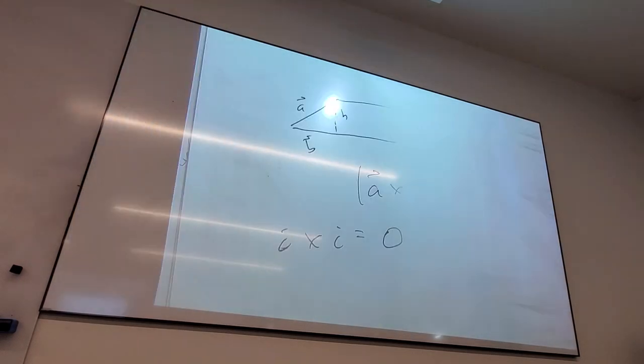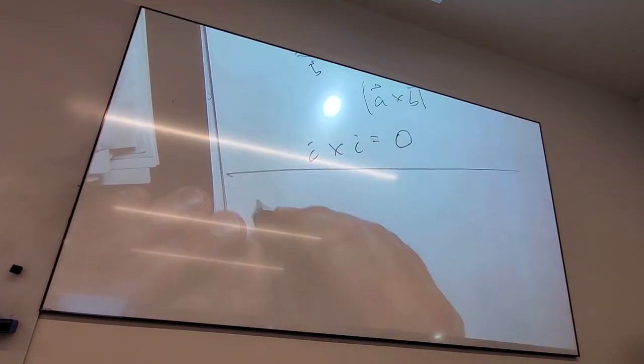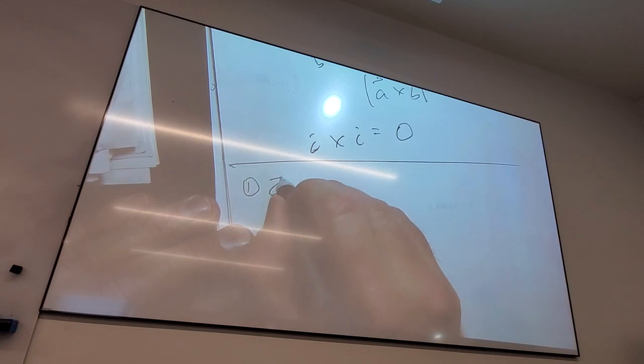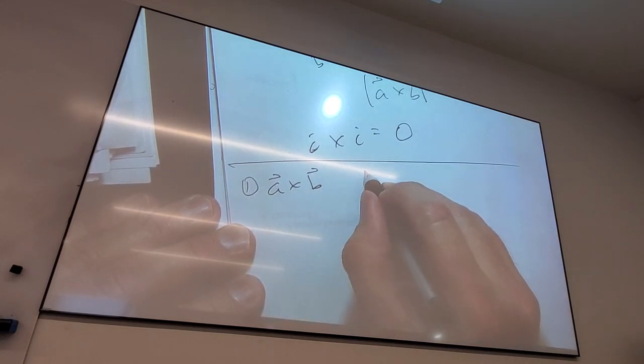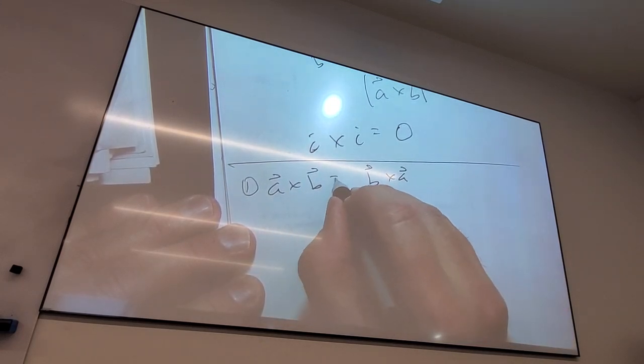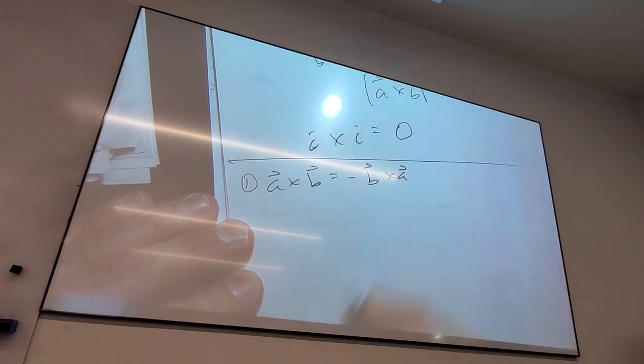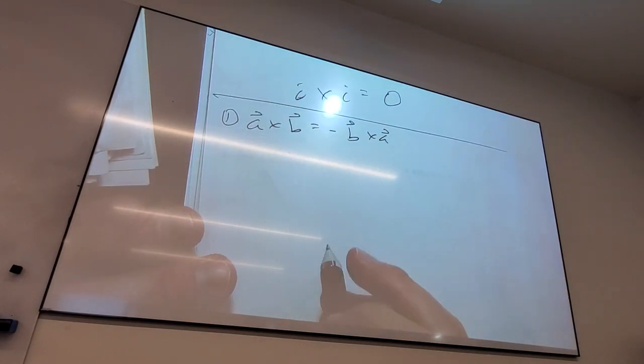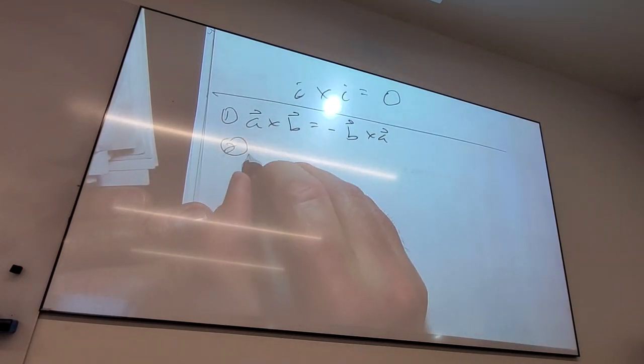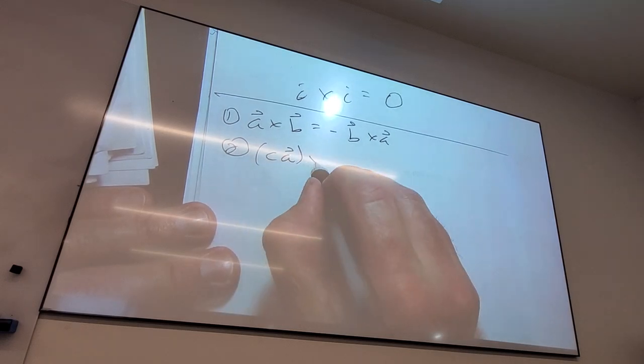Okay. Let me see where I want to go next. So a few more properties. One property we already got is A cross B. How does that relate to B cross A? We just talked about that earlier. It's the negative.